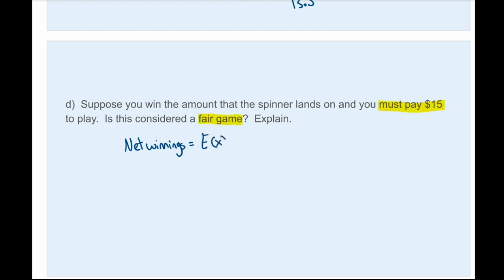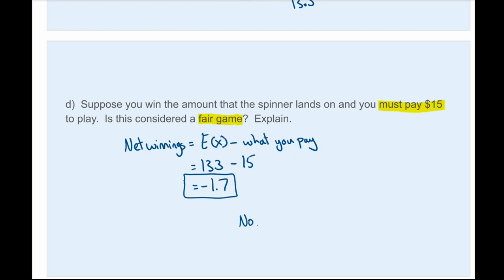So here what we're going to do, we're going to take the expected value and subtract what we pay. In this case, I'm expected to win 13.3, or you could say $13.30, but I have to pay $15 to play. So in the end, my net winnings are negative 1.7. So is this considered a fair game? No, it's not. Why? You lose, on average, $1.70 each spin. So it's not considered a fair game because you're going to be losing every time you spin. If it's a fair game, then it would equal out. What you pay is equal to what you're expected to win.